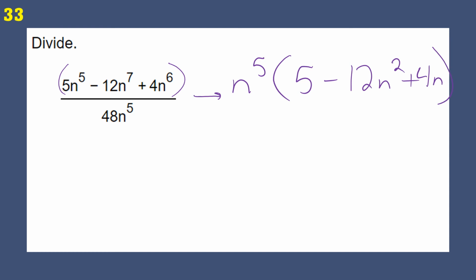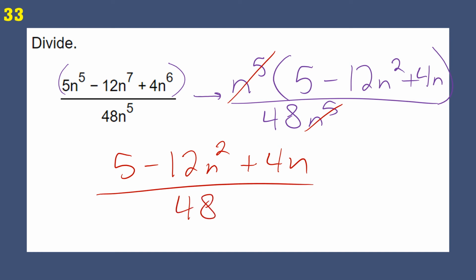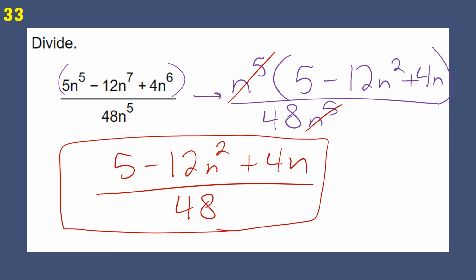At this point, if I look at the bottom, now I have an n to the 5th on the top and the bottom. When we simplify fractions, what we're really trying to do is cancel out a factor on the top and the bottom. So my final answer for this is just going to be 5 minus 12n squared plus 4n all over 48. Pay attention though when you're answering questions like this, if they want you to split this up into 3 separate pieces, then you could do that as well.